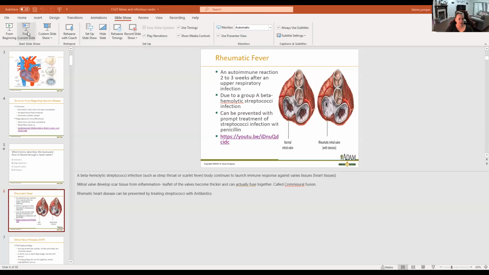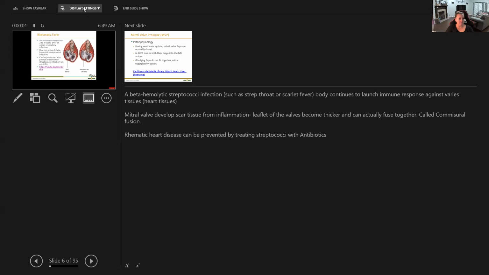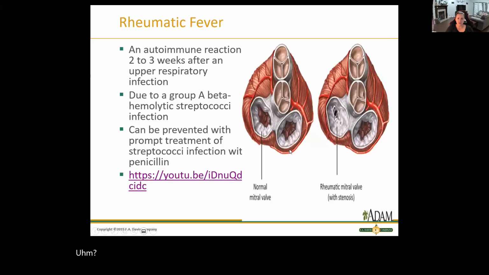Okay, so that, like I said, was a really brief animation, but a pretty good one that shows what happens to those valves with rheumatic fever. When they fuse together, it's called commissural fusion.